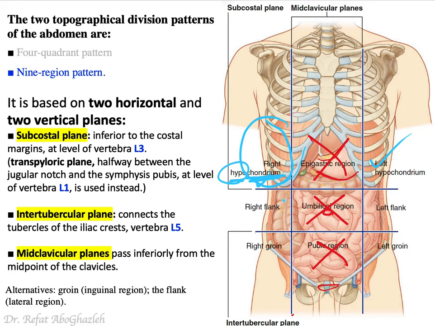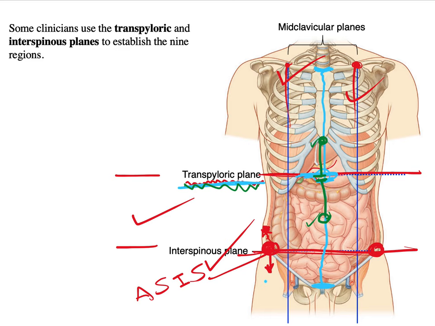Now this is your flank. So this is the right flank and left flank, or lateral region, sometimes they call it flank or lateral region. Now, this region, guys, is the right groin and left groin, or clinically they call it the inguinal region, which I prefer to use, guys. Okay, this is how we divide the abdomen to describe different structures here and there. And we have four and nine regions.